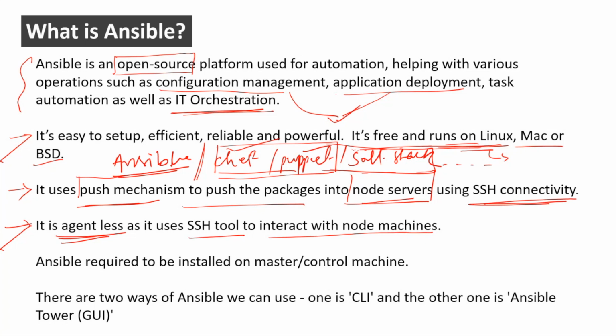All the things will be there in the control machine, where Ansible is installed. From there, it will push them using the SSH connectivity. Ansible is required to be installed on the master or control machine. It's like, wherever Ansible is installed, that machine will become your master machine or control machine. Remember, you can say master or control.